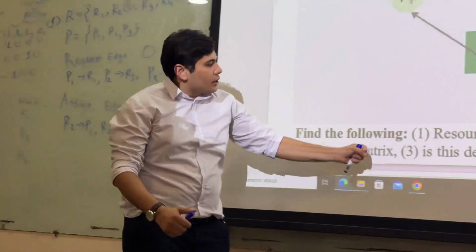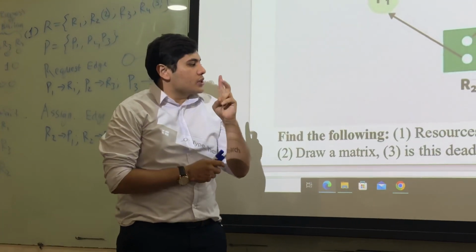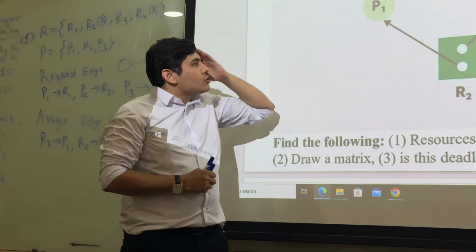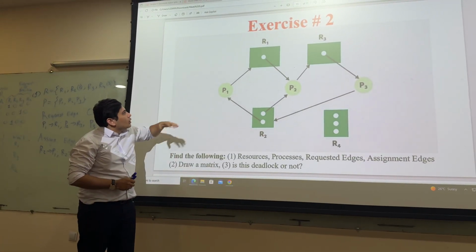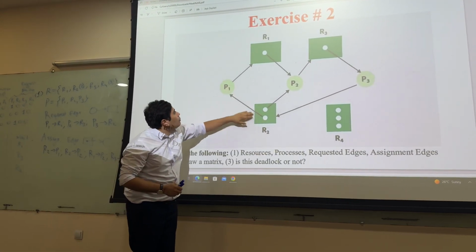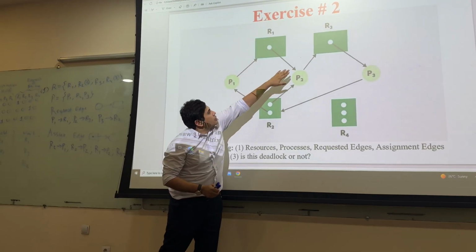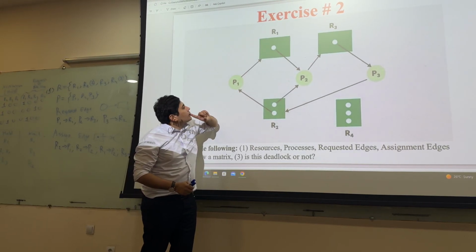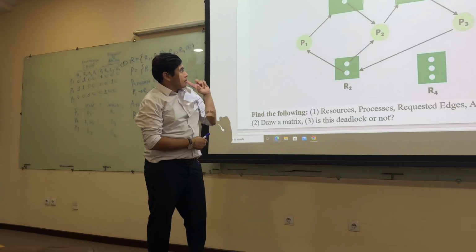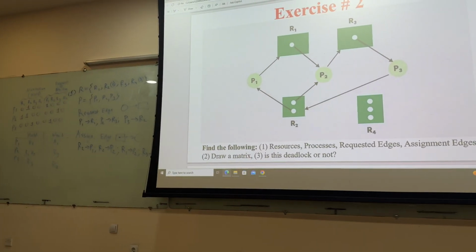Now we need to answer: is this a deadlock or not? You can go through 2 ways. The first way is by looking at the graph. P1 is holding one part, it is going to R1, and then the next goes to P2, P3. Does it look like a deadlock? Let's see.